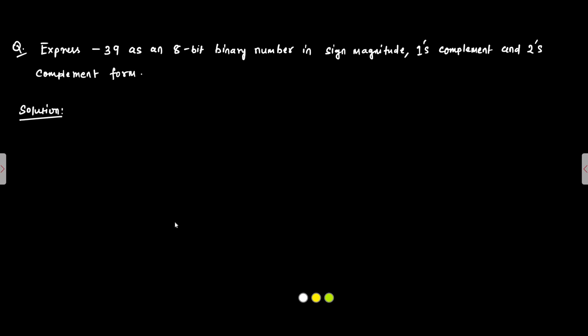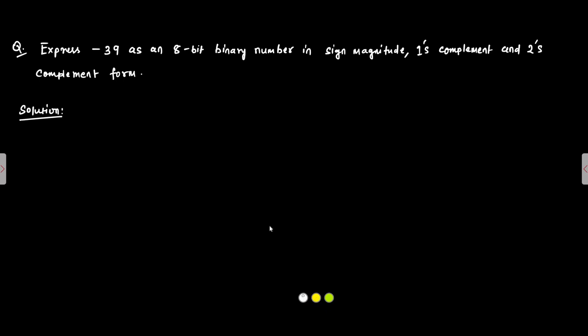So here is another question. Express minus 39 as an 8-bit binary number in sign magnitude, 1s complement and 2s complement form. Before doing all that, first we have to represent plus 39.